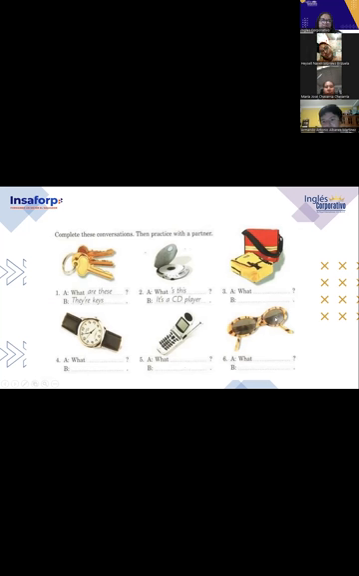What's this? It's a cell phone. And this, singular or plural? Plural. What are these? And the answer? They are sunglasses. All right.